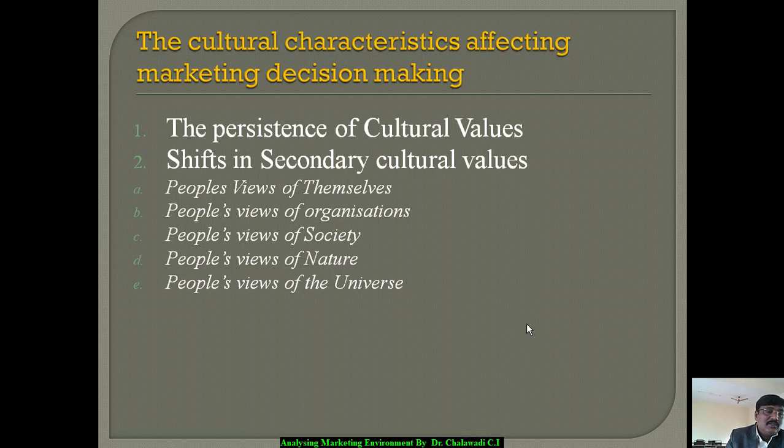So these are all points which come under the cultural characteristics affecting marketing decisions. As a marketing manager, you should know about the cultural values. The cultural environment highly focuses on cultural values, and there may be a lot of shifts in them. So this is about the micro as well as the macro environment, the analysis of the marketing environment.